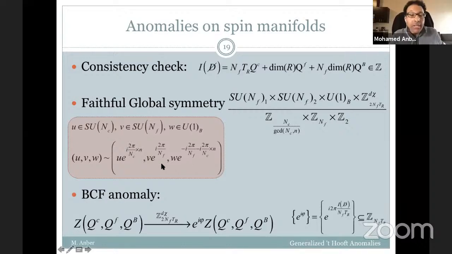So these are the most general fluxes I can turn on in this theory. And now what I actually can do is apply a global transformation with a discrete chiral symmetry on my partition function in the background of these fluxes. And I find that my partition function picks up a phase. I'm going to call this phase the BCF anomaly. And this phase can be shown to belong to, or to be an element of, Z_{N_F T_R} or a proper subgroup of it, of course depending on the details of the theory.